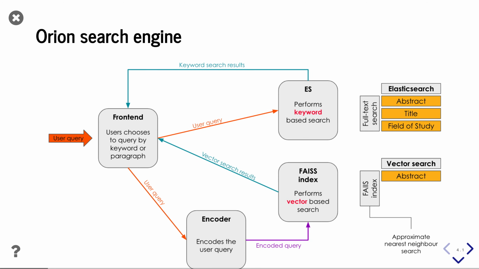To show you how things work and how they fit together in a tool, let's have a look at Orion's search engine. With Orion, users can query the search engine by using a keyword or a longer text, for example, a sentence or a paragraph. If it is a keyword, we are performing a full text search on the title, abstract, and field of study of every paper using Elasticsearch and then return the relevant results. For longer queries, we encode them with a model that we will discuss shortly and then do an approximate nearest neighbor search using Faiss. Then we return the results to the user.